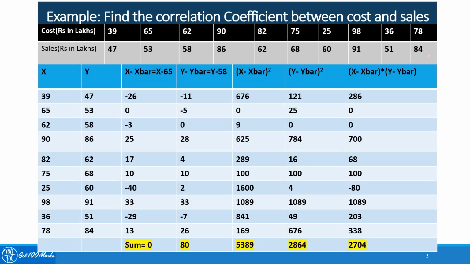To avoid that, for the x series I have taken 65 as my assumed mean. What I mean to say is, from the values of this x series, you can take any value as your assumed mean. So my assumed mean here is 65. Now you can ask me why I have taken 65, why not 82, why not 39, or why not 100? You can basically take any value as your assumed mean. Maybe it is present in the series, maybe not. It will not impact your result.